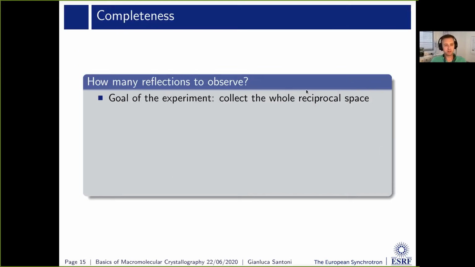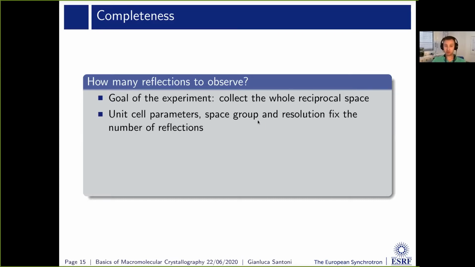Now, the goal of our experiment is to collect the whole reciprocal space. This is obviously impossible because the highest resolution we want to collect is at first limited by the radius of the Ewald sphere, or if we go back to our description of classical optics, is simply limited by the incident wavelength. We cannot collect resolution that go to an angle which will be higher than 1 over lambda.